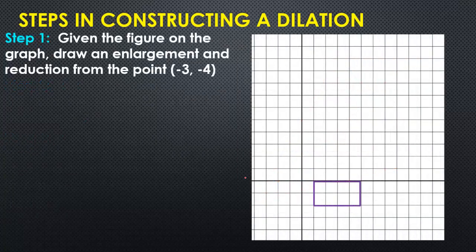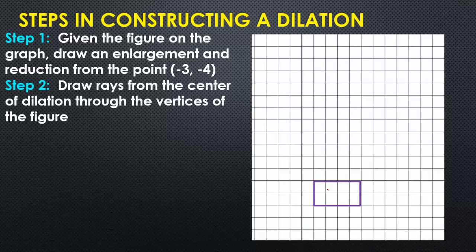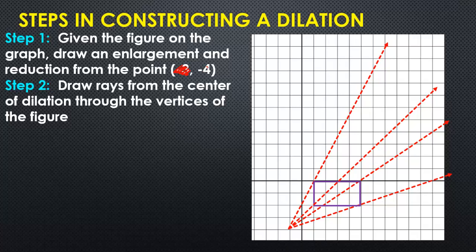All right, so now let's say that we are going to be doing a dilation where the center of dilation is not the point of origin. So now it's not going to be as easy as just multiplying each of the vertices by whatever the scale factor is. All right, so basically we're going to draw rays, and I got to change this because it's not -3, -4. The center of dilation would be at -1, -4.